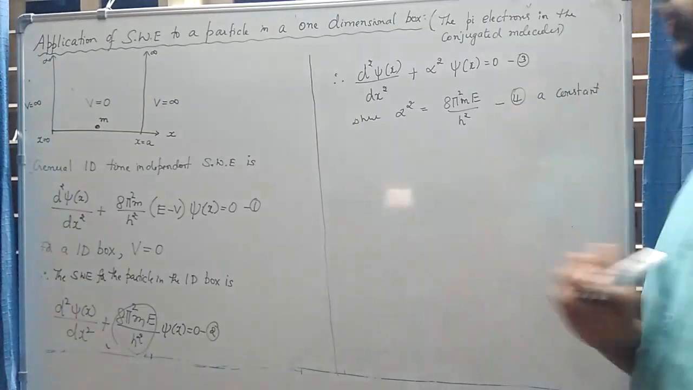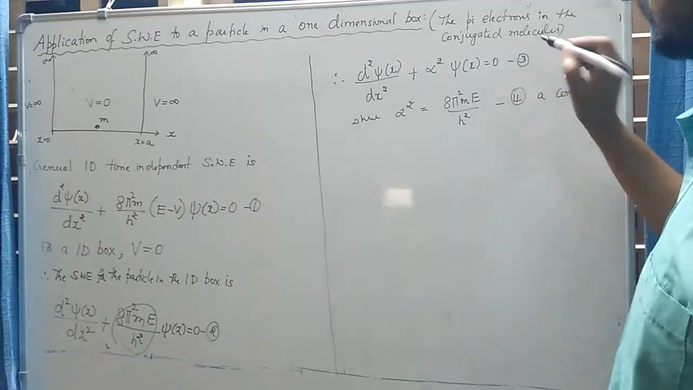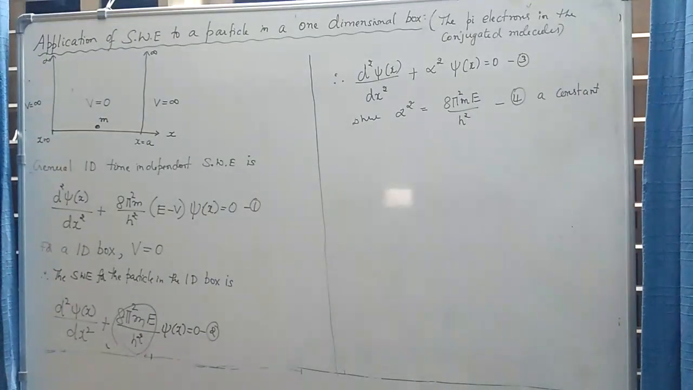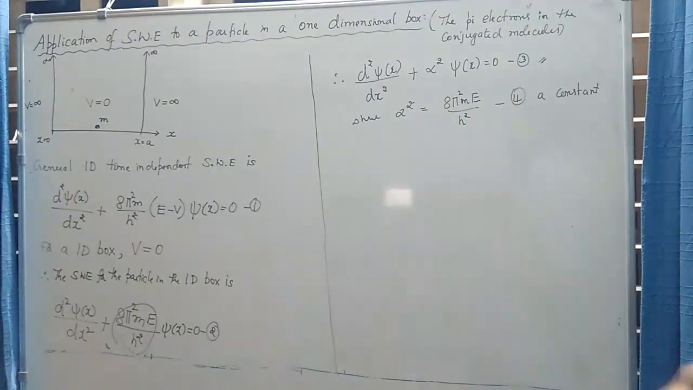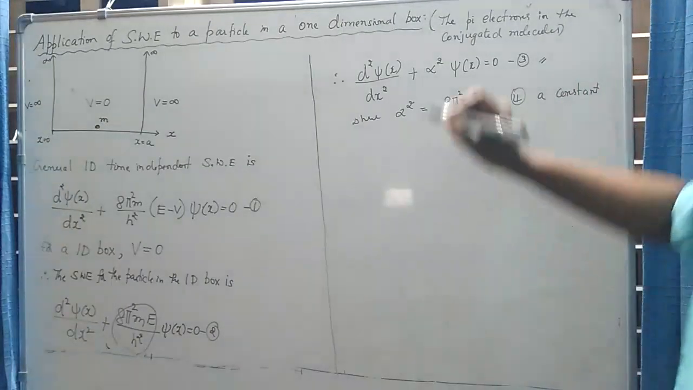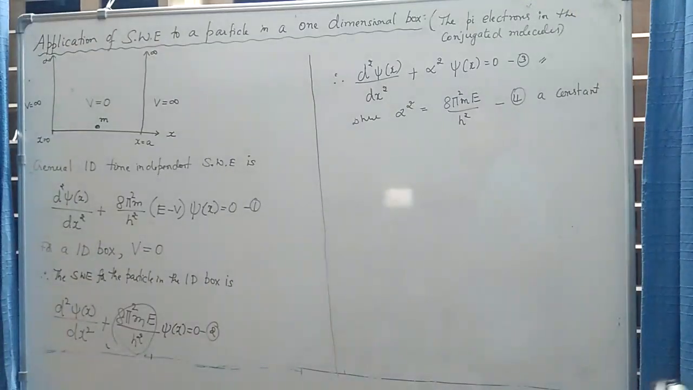Okay, so alpha square is nothing but a constant. So now we have to solve this differential equation 3. This differential equation is a well-known form of differential equation. You have studied this type of differential equation in your basic physics and mathematics course.